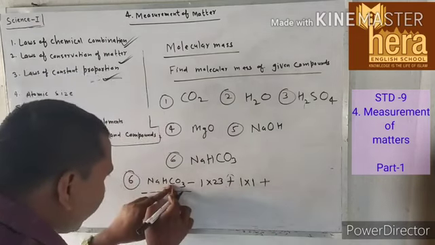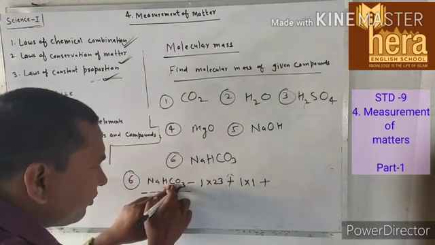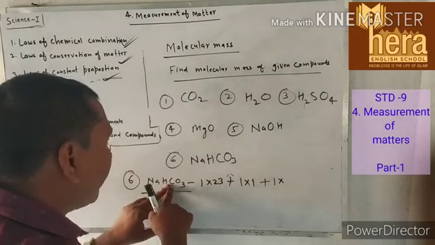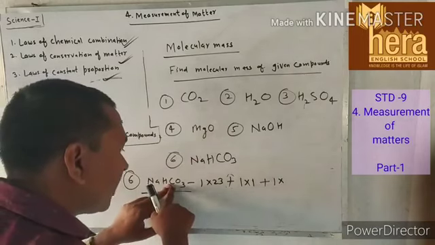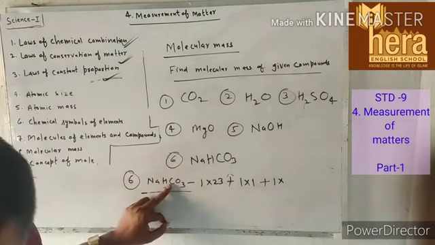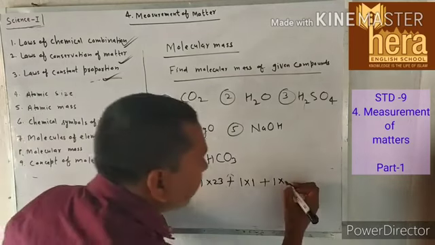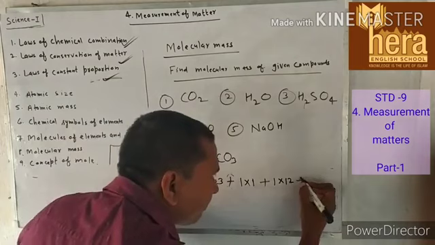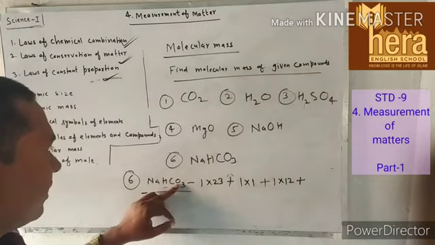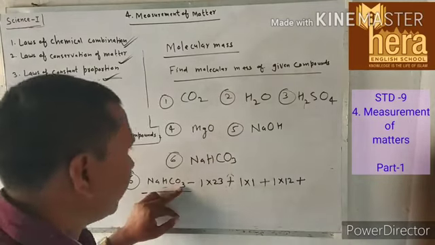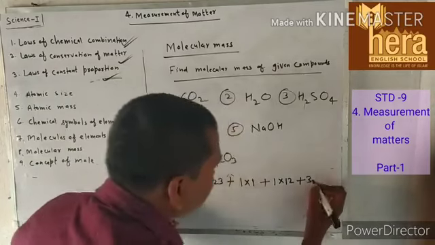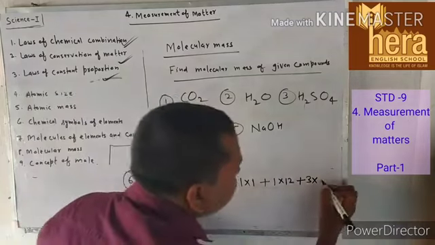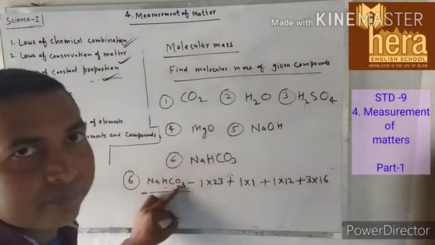Here there is only one carbon; nothing is written, so it means 1. Then 1 into the atomic mass of carbon, which is 12. You can check in the table on page 49. Put a plus sign between carbon and oxygen. The number of oxygen atoms is 3, so 3 into the atomic mass of oxygen, which is 16.